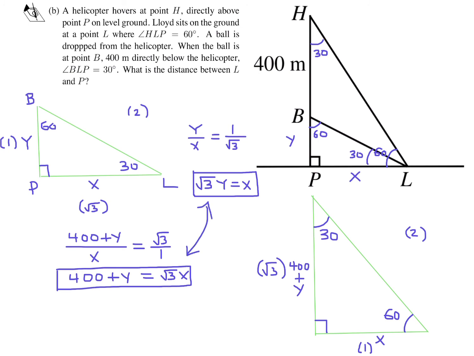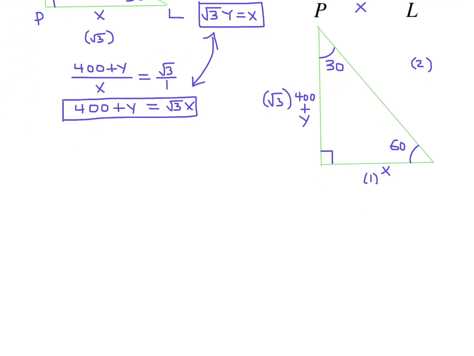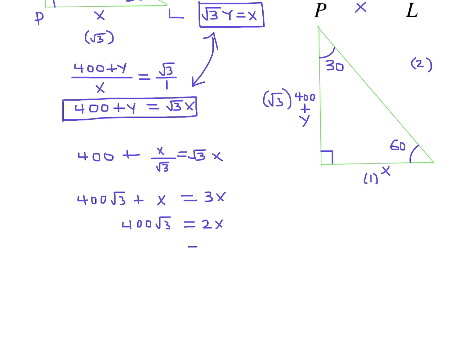So we take these two and we try to solve for x. I can substitute one for the other, it doesn't matter which one you choose. We can just use x, because that's what they want us to figure out. So 400 plus y, which is x over root 3, is equal to root 3 x. Multiply through by root 3 and you get 400 root 3 plus x is equal to 3x, and therefore 2x is equal to 400 root 3, and finally x is equal to 200 root 3.